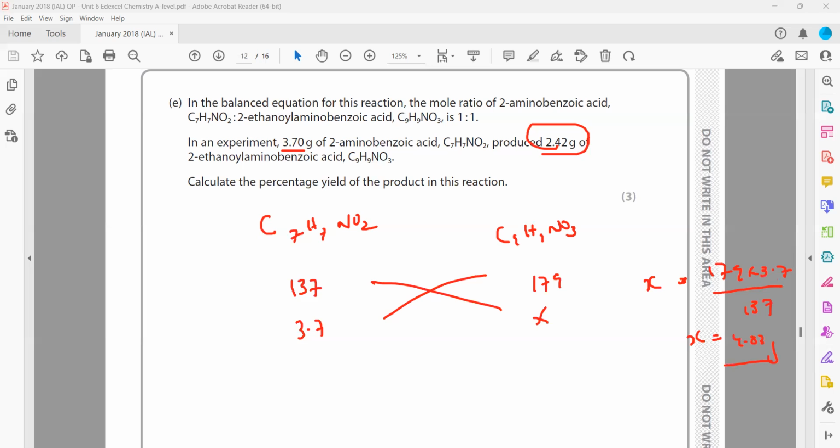That is the theoretical value, but you need a percentage yield. So percentage yield is the practical value, 2.42, divided by the theoretical value, 4.83, times 100. So it is about 50.1% yield. If we carry out this experiment, we'll get about 50.1% of what we should get.